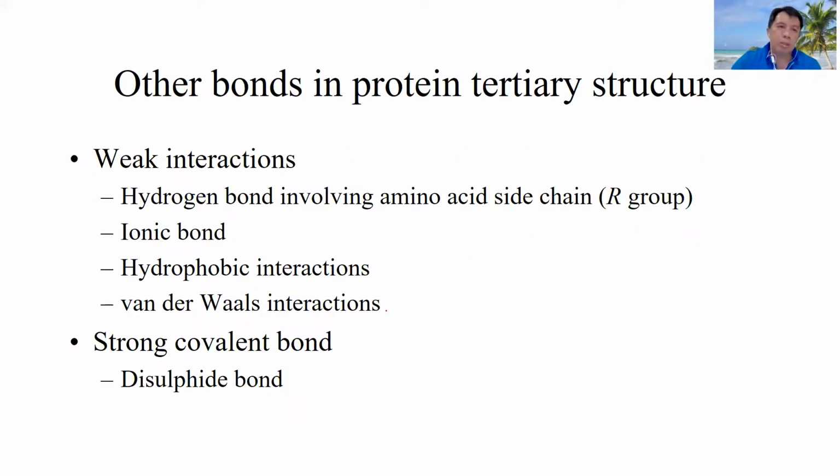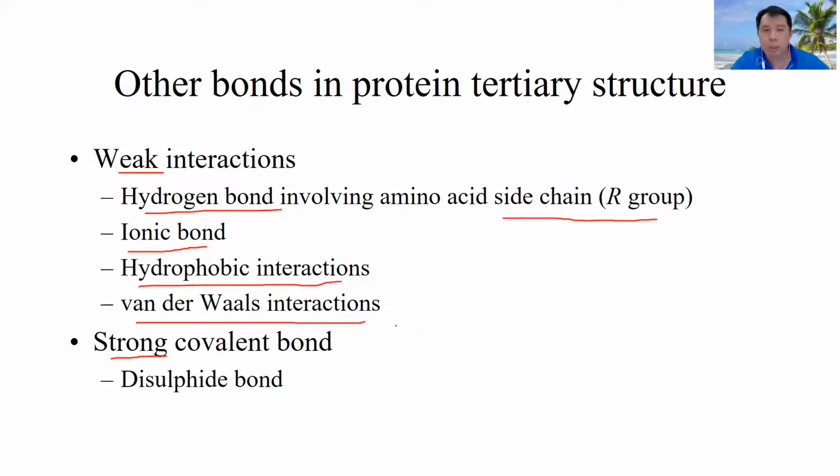The bonds involved, we can categorize them as the weak interactions and the strong covalent bonds. The weak interactions are the hydrogen bonds. Again, hydrogen bonds are involved, but this one is between the side chains of the R groups, not the polypeptide backbone. Then the ionic bond, which is a weak interaction, hydrophobic interactions and van der Waals interactions. Then the strong covalent bond is the disulfide bond or the disulfide bridge.